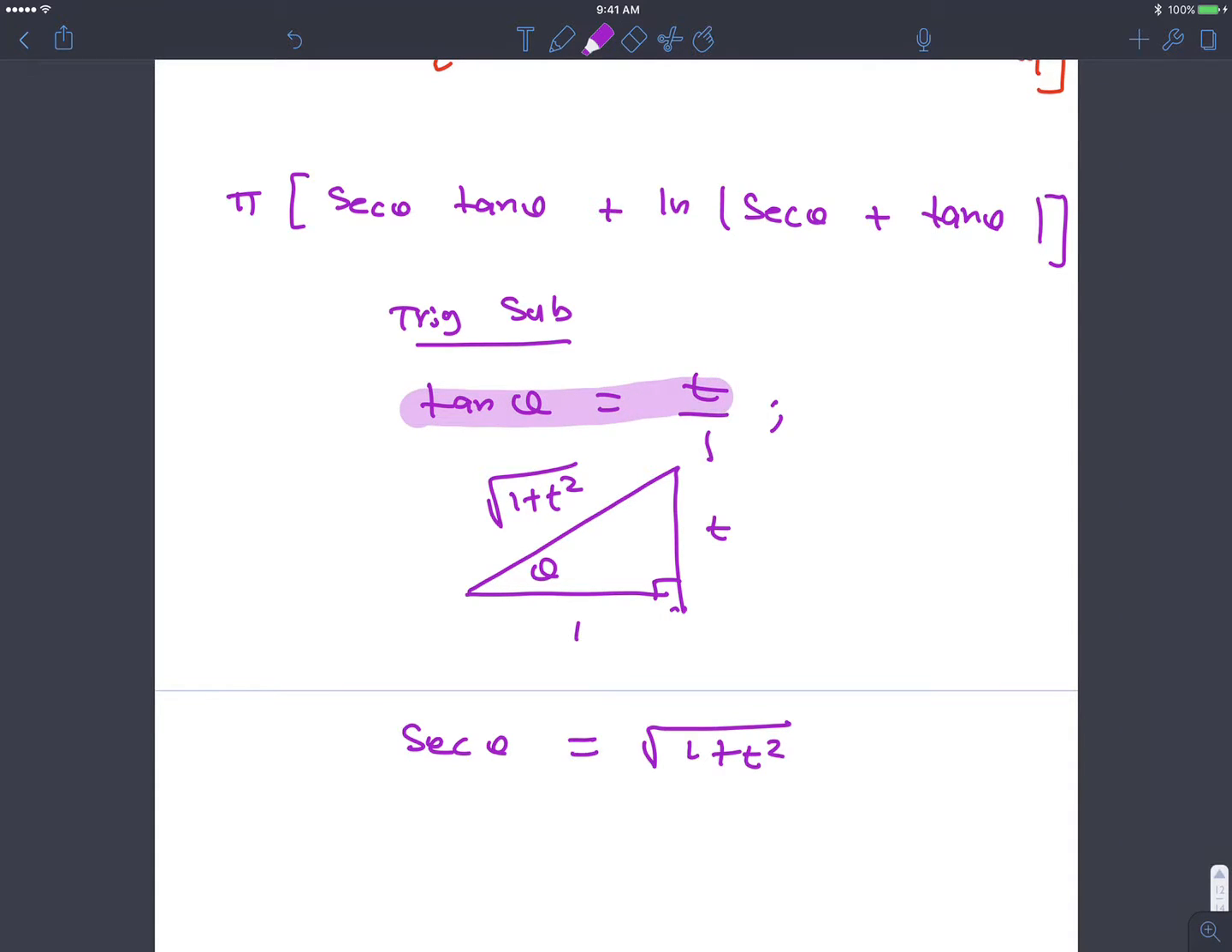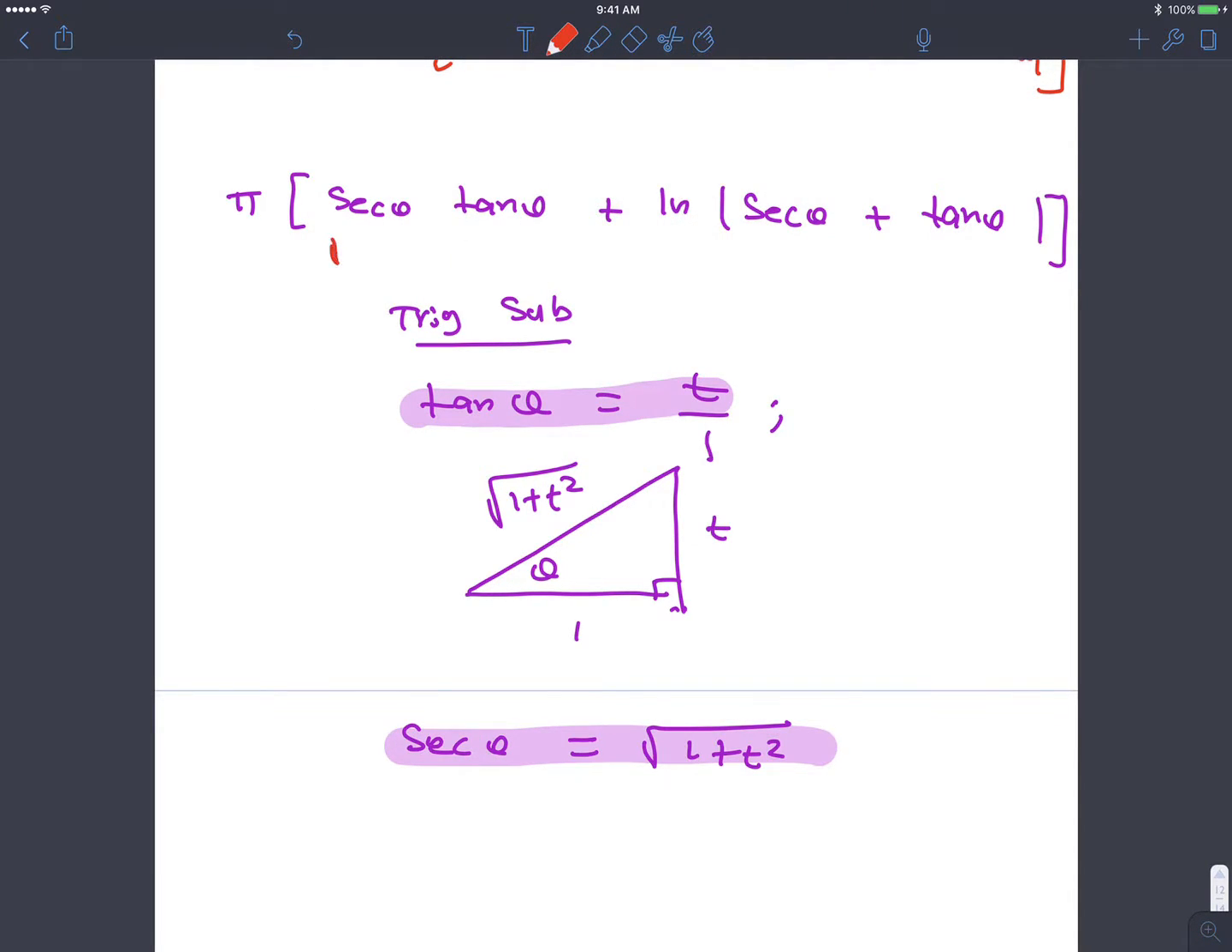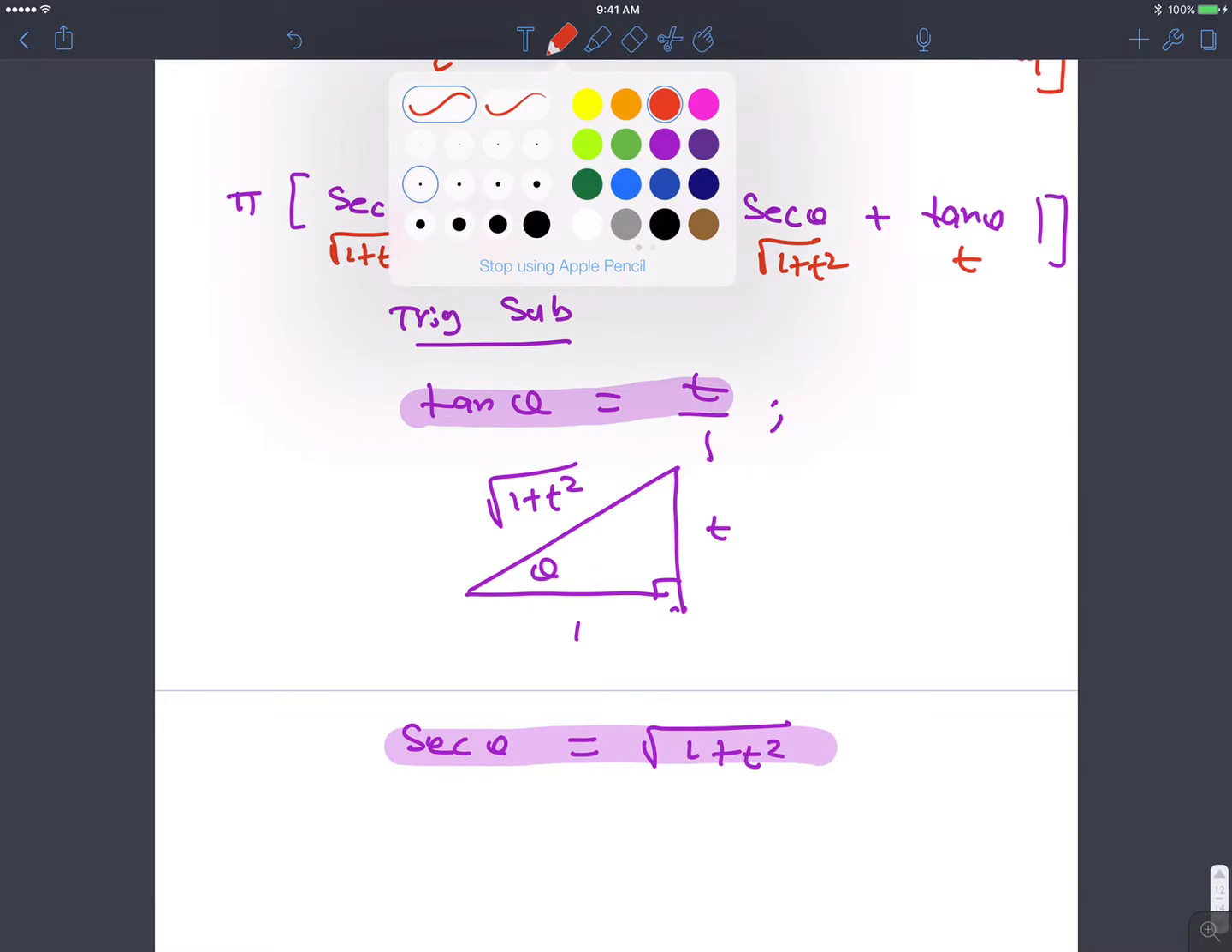Tangent theta is t. Secant theta is the radical. So what we're going to go back and do is say secant theta, this is the radical 1 plus t squared. Here's my t. Secant theta is the radical 1 plus t squared. Tangent theta is the t. Does anybody know why we need to do this?